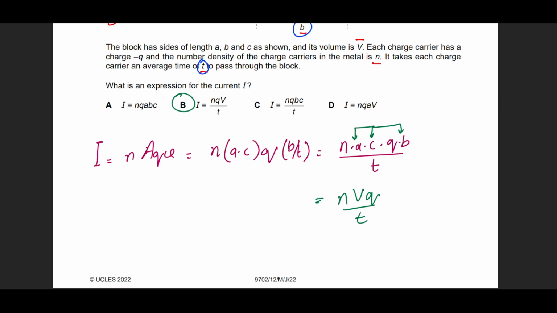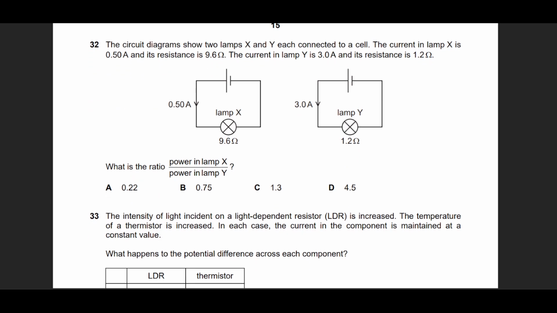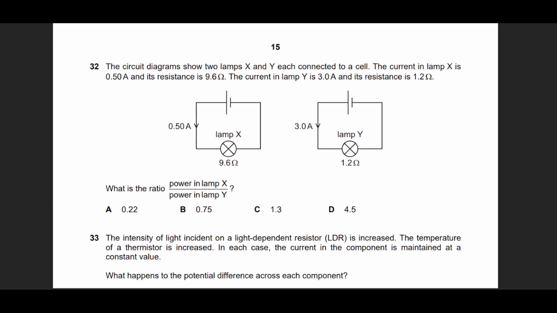All right. Okay, so let's move on to the next question. Again, in this question, you are required to invoke the formula P equals I squared R, and then this question would have become very, very easy for you. Power in X, power in Y. Let's calculate that. So P equals 0.5 squared into 9.6. Let's calculate this one. So P equals 3 squared into 1.2.